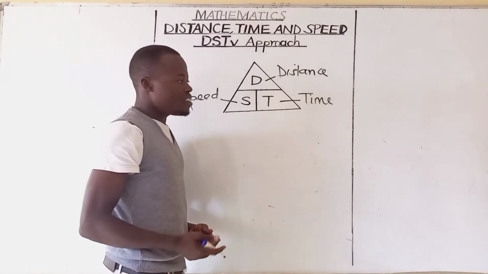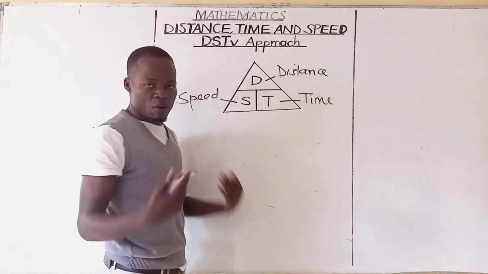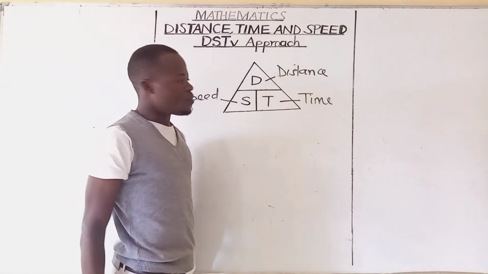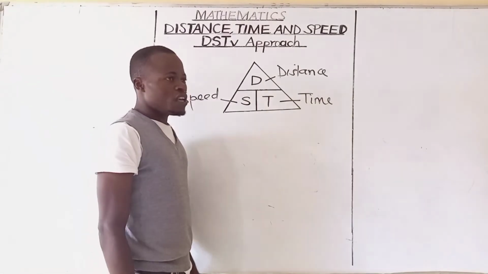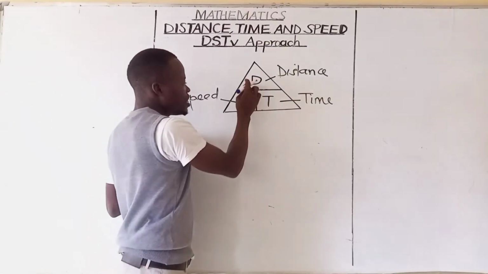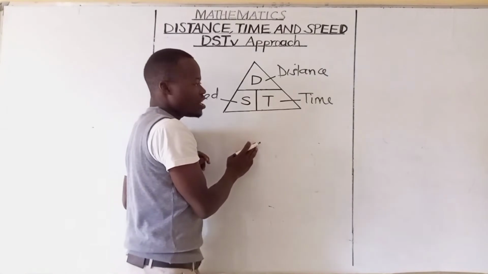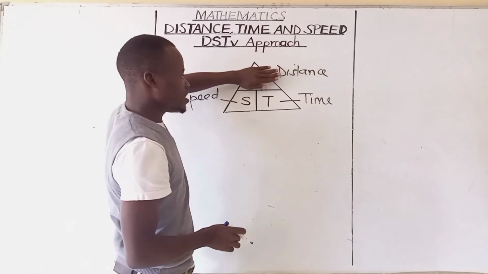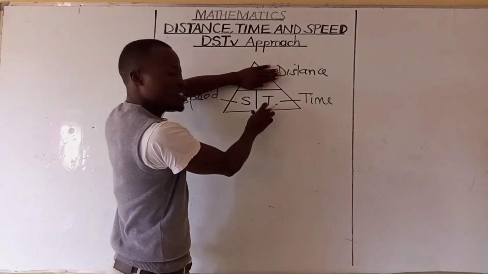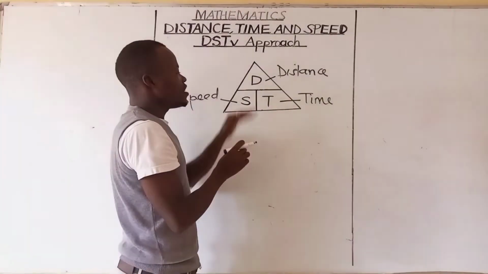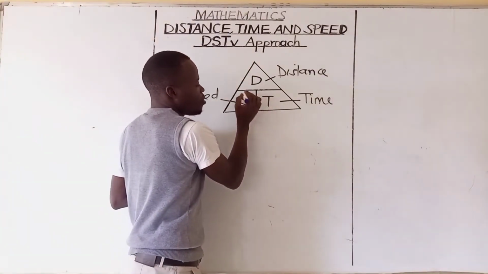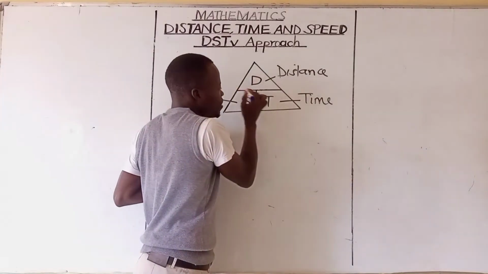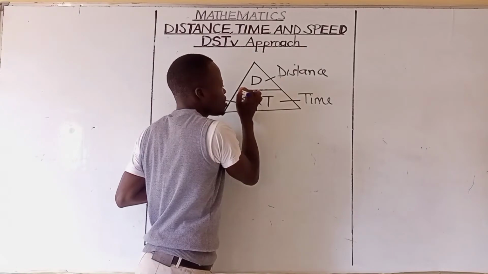Our main thing is to know how to come up with a formula for getting the distance, how to come up with a formula for getting the speed, and how to come up with a formula for getting the time. It is simple. D is at the top. So for us to get the distance, which is represented by the letter D, we have to close the D, and then we remain with S and T. In between here, we have a multiplication sign. Then down here, we have a division sign.